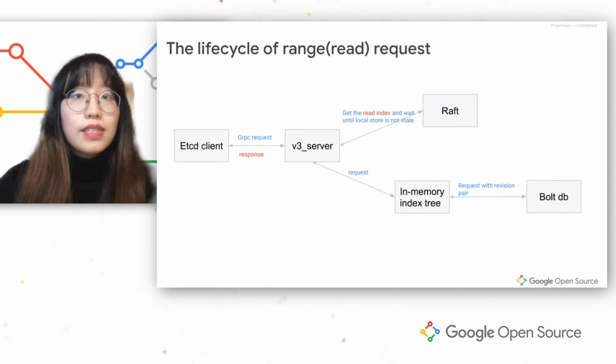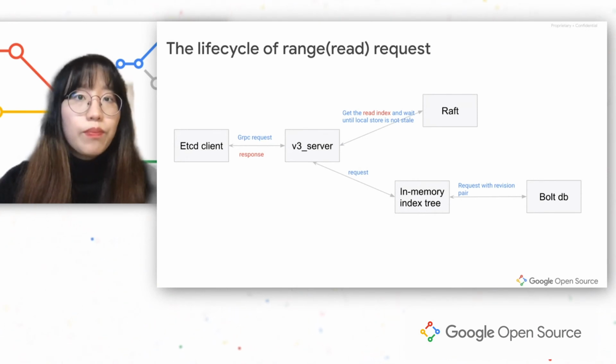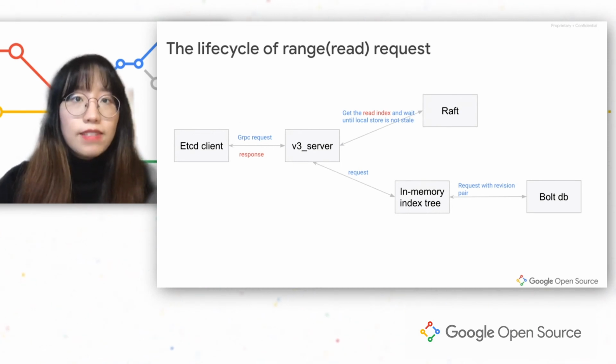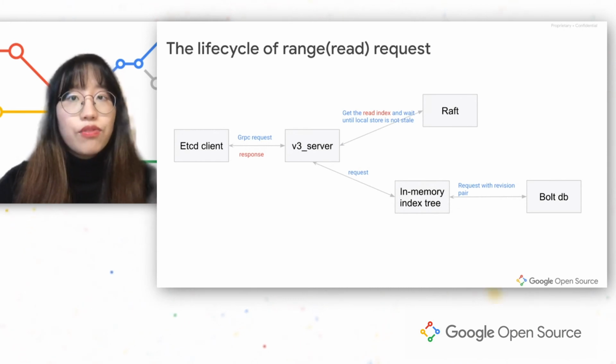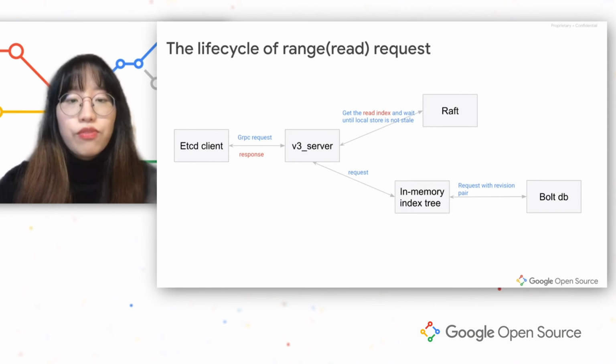As for the range request, normally it should go through the same process as the put request to make sure of consistency. However, since it will not mutate the KV space, there is an optimization. Once the V3 server receives the request, it will get the current read index and wait until the local store applies all entries before the read index, to make sure it is not stale. The read index is the committed index of the leader at the time the server receives the range request. It stands for the latest state of the whole cluster. So once the local store is not outdated, it is safe and fast to read the KV pair just from the local server.